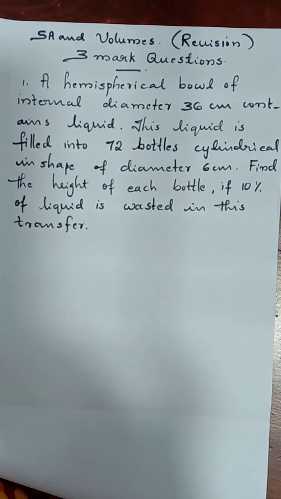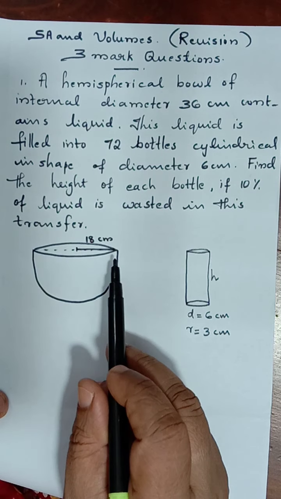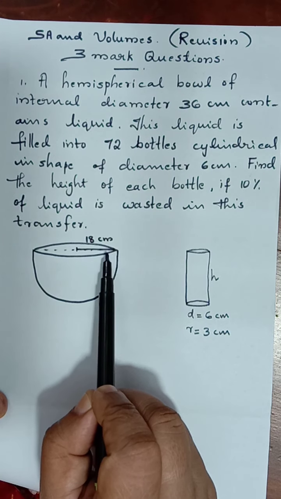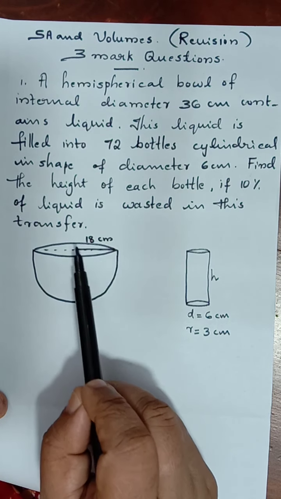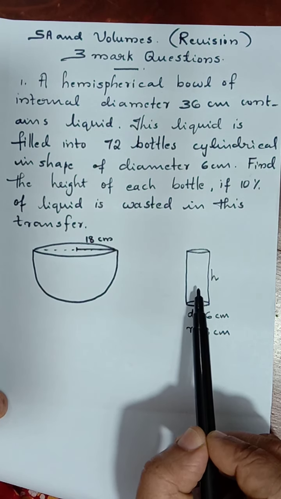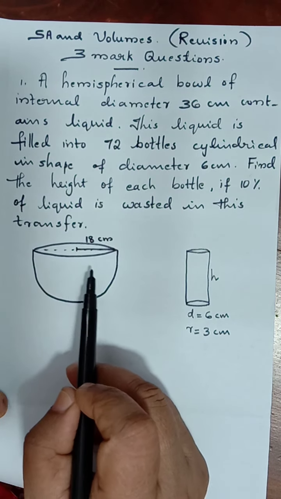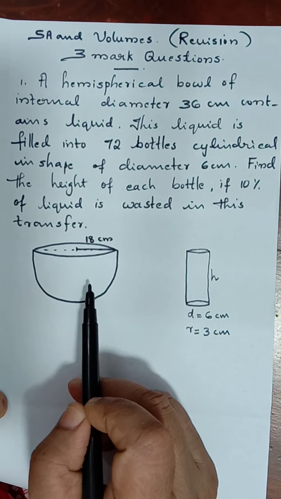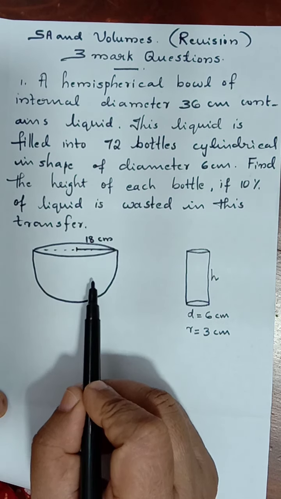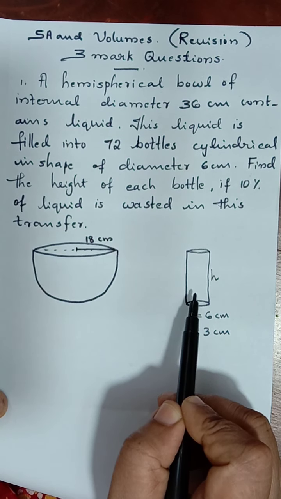Let us do this. When we see the figure, we will understand this hemispherical bowl is having internal diameter 36. So radius I marked it as 18 centimeter. And the amount of liquid in this bowl is transferred to 72 cylindrical bottles. Amount of liquid while transferring is reduced to 90% because 10% of the liquid is wasted in the transfer. So only 90% of liquid is transferred to the cylindrical bottles.